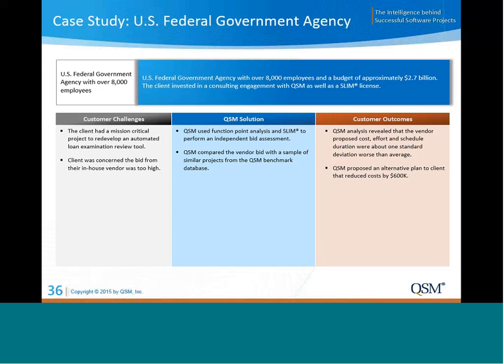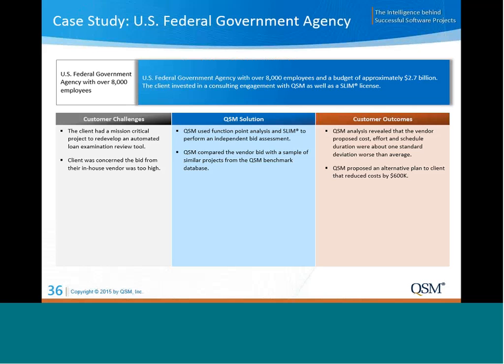Here's another example, a smaller example of how just applying these techniques to one project can make a difference. This was a client that had a mission critical project to redevelop a loan examination review tool, and they were kind of uneasy when they got a bid from one of their existing vendors. It just didn't feel right.